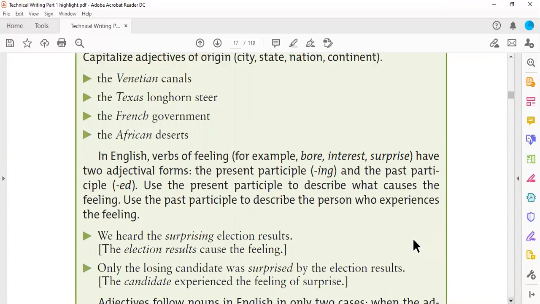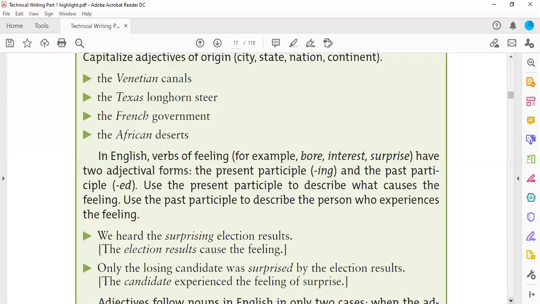In English, verbs of feeling, for example, bore, interest, surprise, have two adjectival forms: the present participle ing and the past participle ed. Use the present participle to describe what causes the feeling. Use the past participle to describe the person who experiences the feeling. Okay, we heard the surprising election results. The election results caused the feeling. Only the losing candidate was surprised by the election results. The candidate experienced the feeling of surprise.